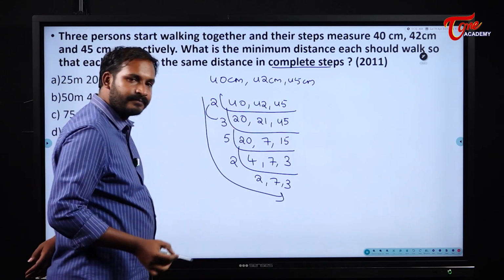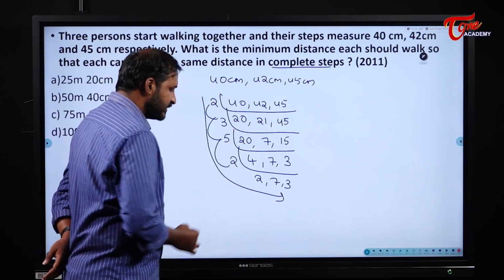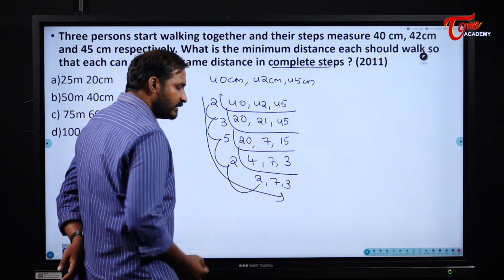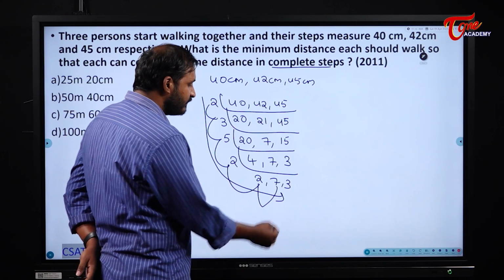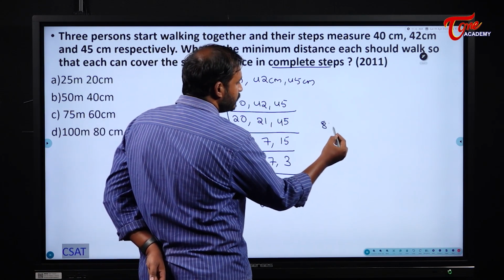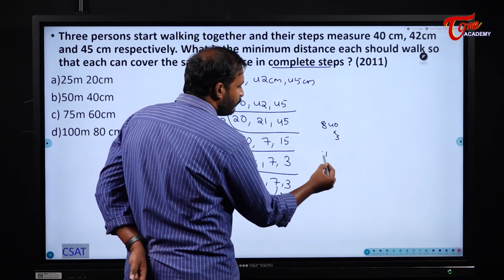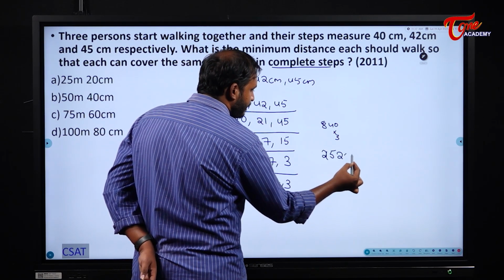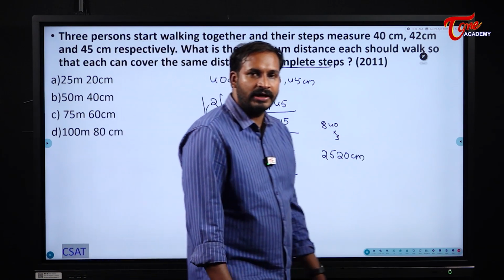2 3s are 6, 6 5s are 30, 30 2s are 60, 60 2s are 120, 120 7s are 840, 840 3s are 2520. What is 2520? Centimeters.